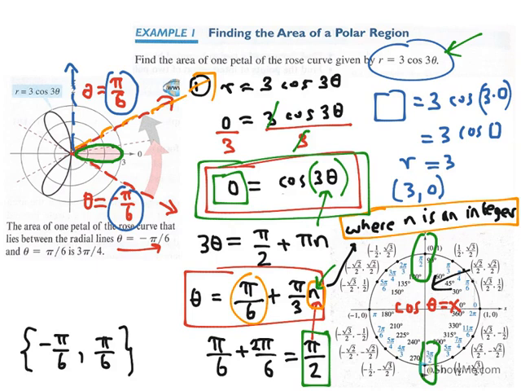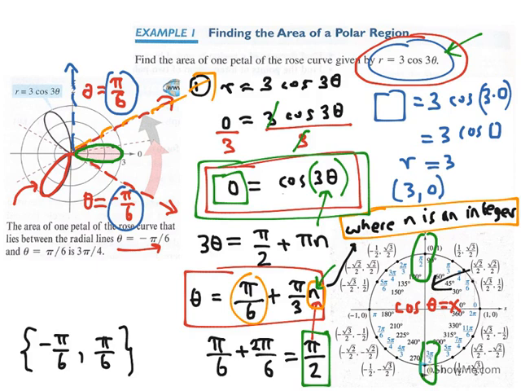You'll notice that on the interval from pi over 6 to pi over 2, the values of our polar equation are entirely non-positive. And therefore, you're looking at this particular petal of the rose curve. But all of these three petals are in fact congruent, so finding the area of any one of them will be sufficient.